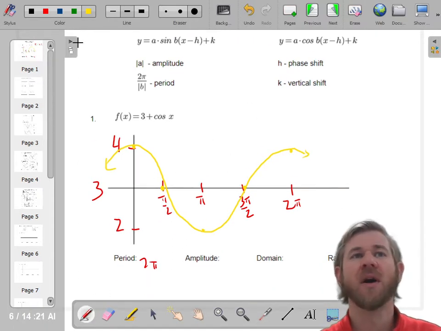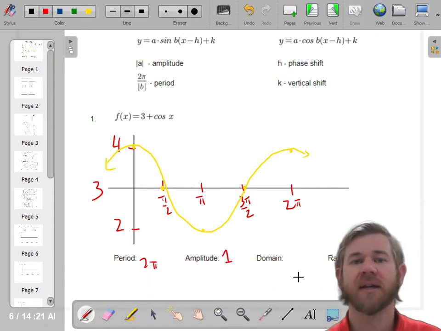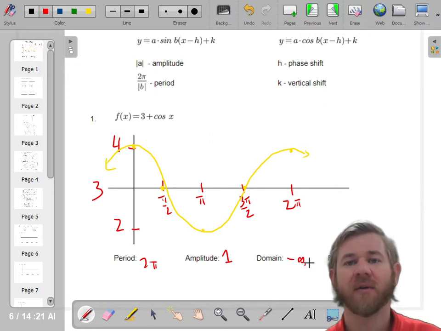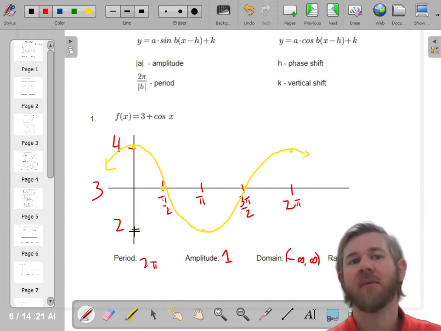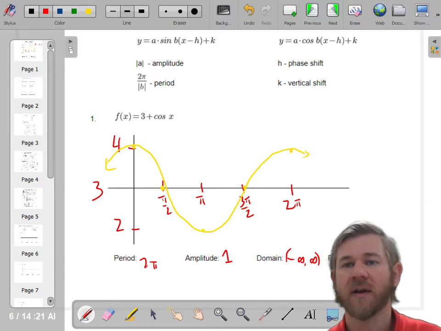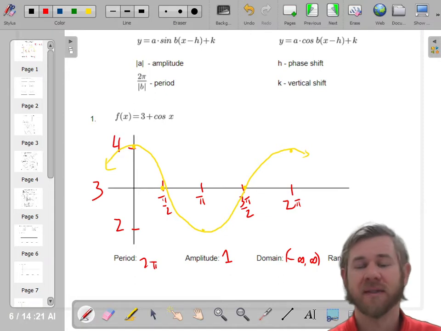The amplitude is still 1. It didn't change. It was 1 cosine x. The domain is always all real numbers for sine and cosine. The range, though, is a little different. The smallest y value is 2. The largest y value is 4. So from 2 to 4. You'll notice how these are not opposites like they've been traditionally.